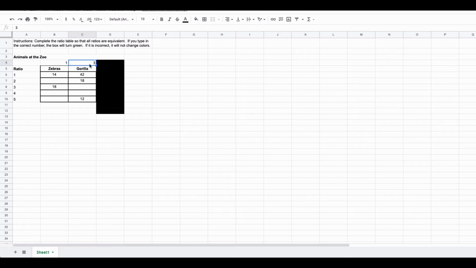To get from 3 to 18 is times 6. So to get from 1 to this blank next to the 18 is times 6 as well. And 1 times 6 is 6. So there's my first thing. It turned green. I know that I'm correct.